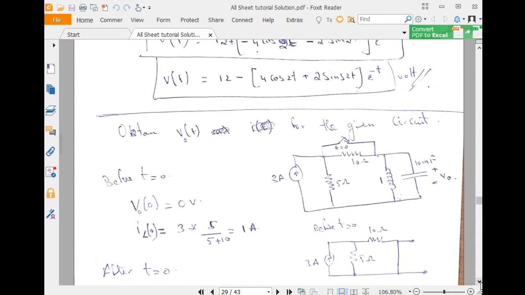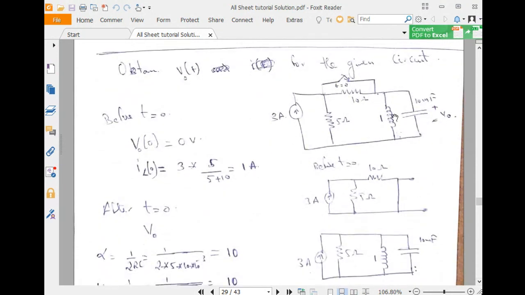Then coming to the last question, this is parallel. The switch is here, and the switch is closed. This will be parallel RLC. And when the switch is on, then also it will be parallel RLC, but this resistance is connected in series. This parallel LC and R will be in between.